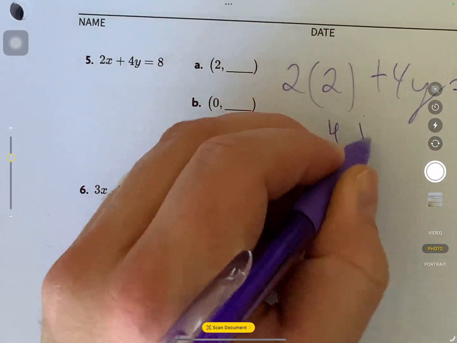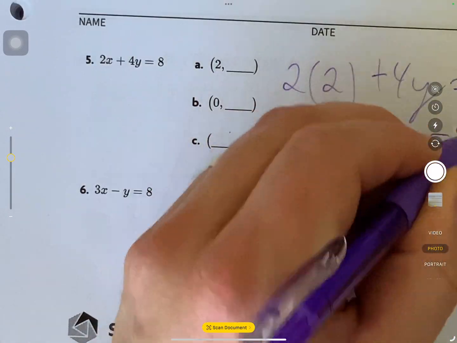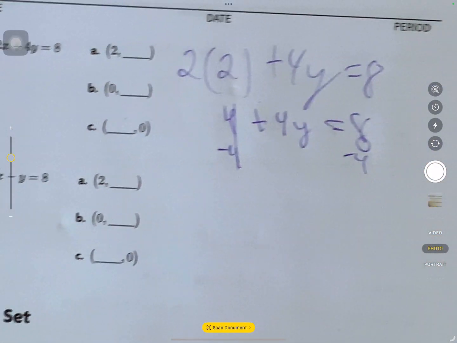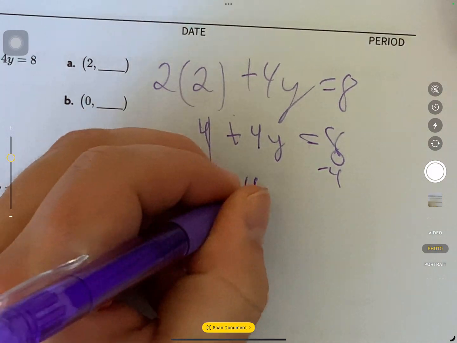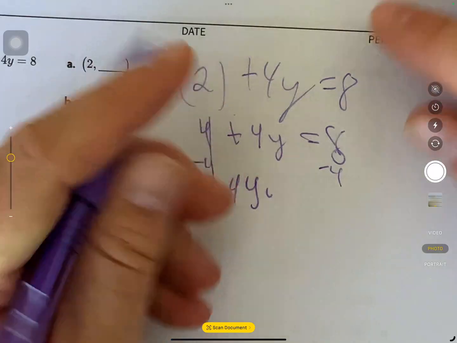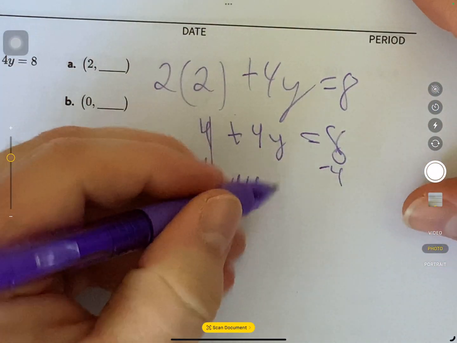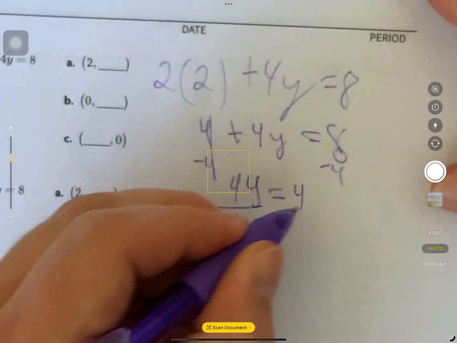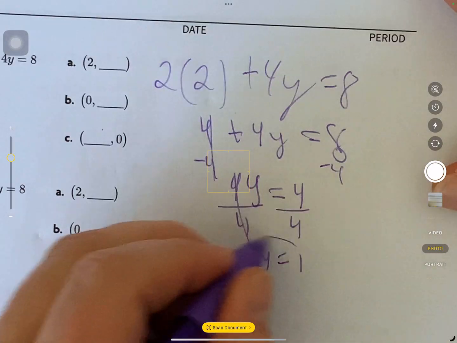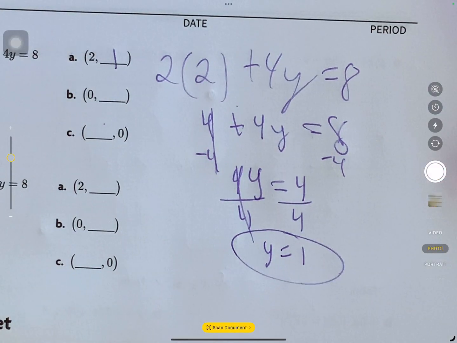So 4 plus 4y equals 8. Subtract 4 on both sides. And I have 4y equals 4. Now we divide 4 on both sides. And then y equals 1. I figured that out, so I take 1 and put it right there.